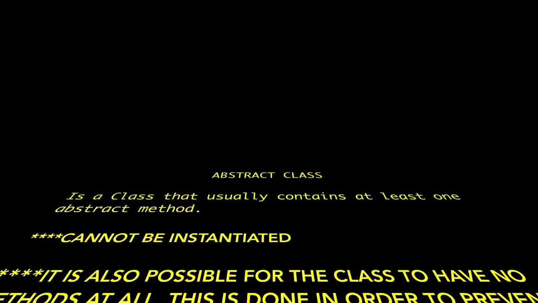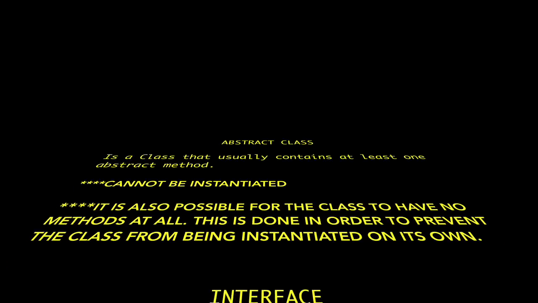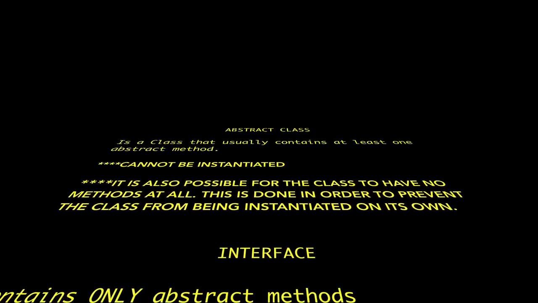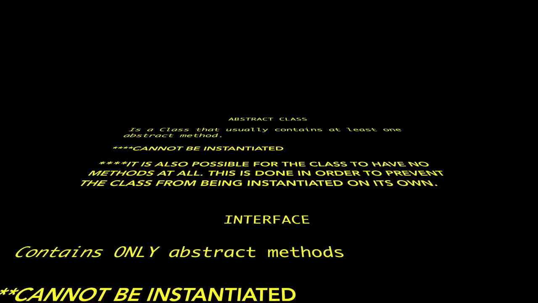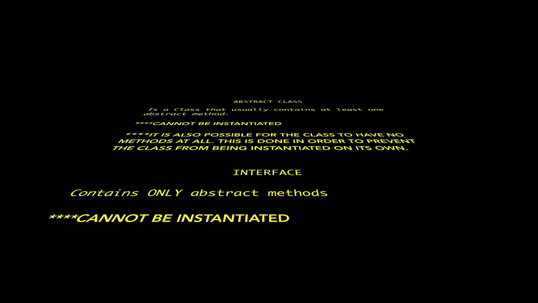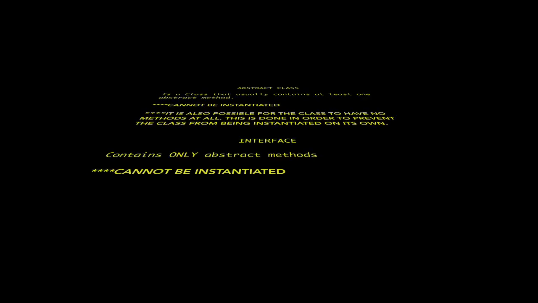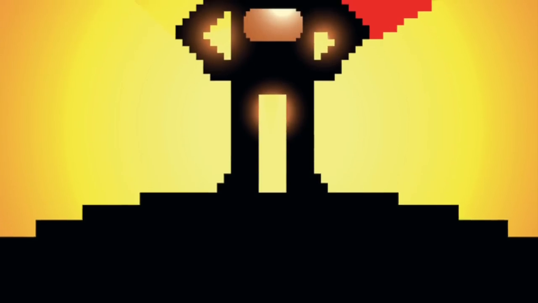So, put simply, an abstract class is basically just a class that usually contains at least one abstract method, and it's a contract. If you inherit it, then you're going to have to implement those abstract methods within your subclass. And an interface contains just abstract methods. It isn't a class. It is a contract. If you implement it, if you inherit from it, then you're going to have to override all of the methods that are contained within that interface.